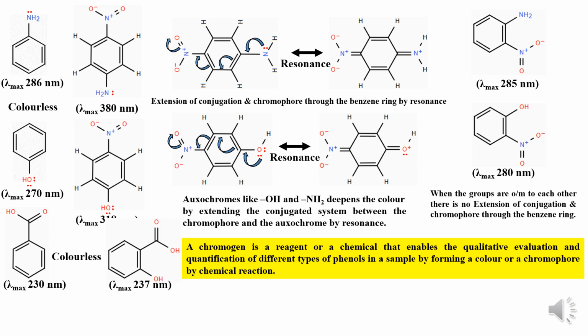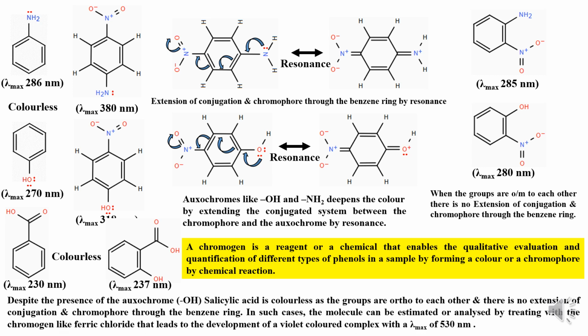A chromogen is a chemical or reagent that develops a color or a chromophore by forming a complex. For example, you can estimate salicylic acid by treating with ferric chloride reagent, and the salicylic acid forms a bright violet colored complex, which has a lambda max of 530 nanometers. So you can see the shift in the lambda max from 237 nanometers to 530 nanometers on treating salicylic acid with ferric chloride. When you treat salicylic acid with ferric chloride, a colored complex is formed with a greater lambda max, that is 530 nanometers.